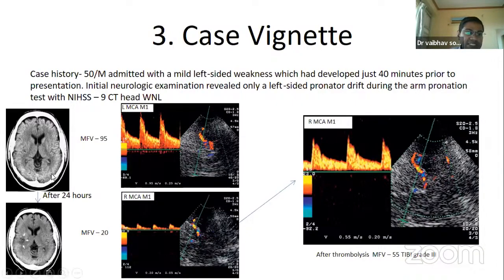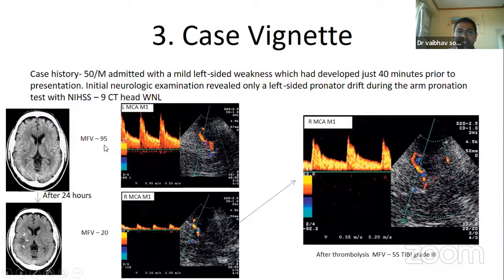Here is the first CT, and after 24 hours this is the second CT, which is suggestive of a right MCA territory infarct. But we cannot wait 24 hours, as the patient presented with a duration of only 40 minutes of weakness.